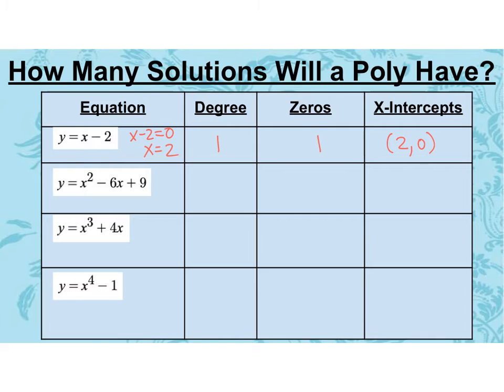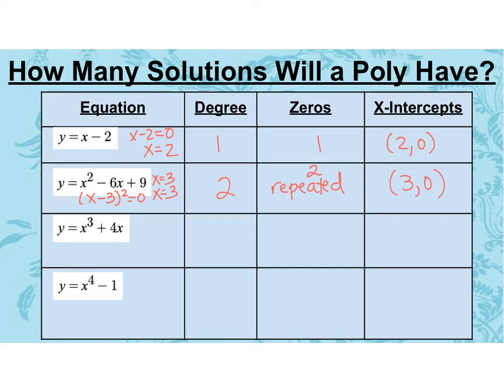In the second example, that is a perfect square trinomial, so I can factor that to (x minus 3) squared. If I set it to 0, I get x to be 3 and x to be 3. So this is a second degree. There are technically 2 zeros. We're going to call this a repeated answer because it is the same number. So the x-intercept is (3, 0).